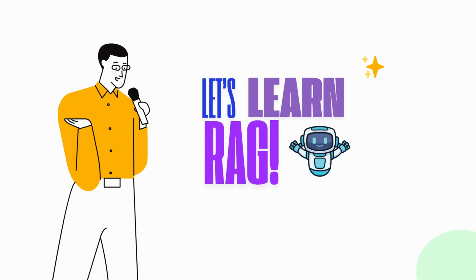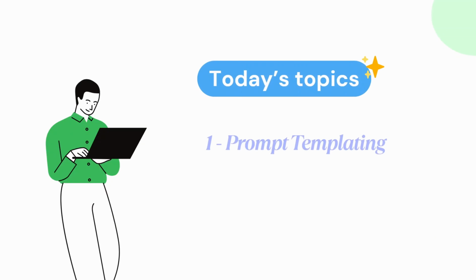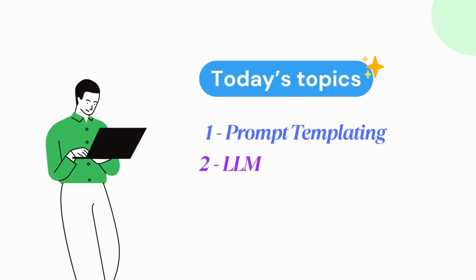In the last session, we explored the full retrieval pipeline starting from loading the embedding model, storing document vectors in a vector database, and running similarity search to fetch relevant context for a given query. Now that we can retrieve context effectively, it's time to build the second half of the RAG system, which is the generator model. So in today's topics, we will learn about prompt template and LLM.